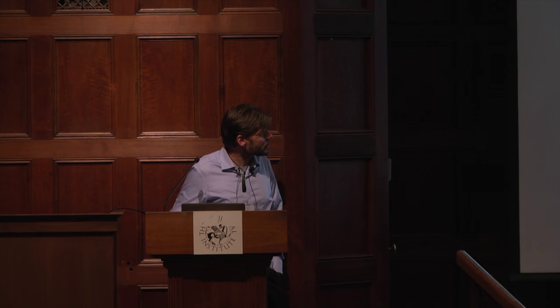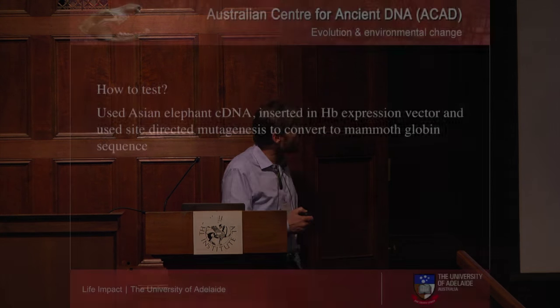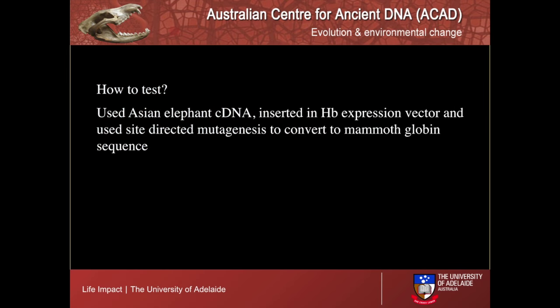This is exactly the opposite of what you want to do if you're adapting to an Arctic environment. So we figured, okay, we better try and test this to see how such a change might occur. What might it be doing? And so what we did is take Asian elephant DNA and modify it to make a mammoth version. We expressed that in E. coli and got the bacteria to make the mammoth protein, fully assembled, the whole bit.